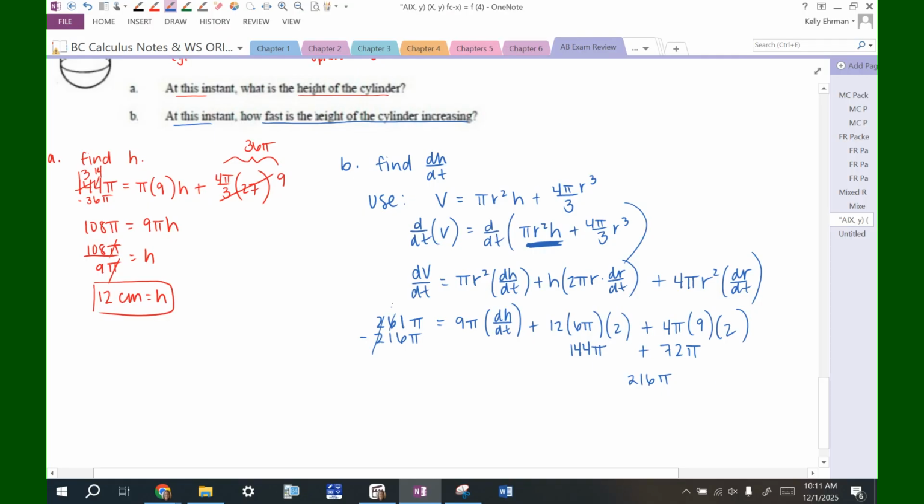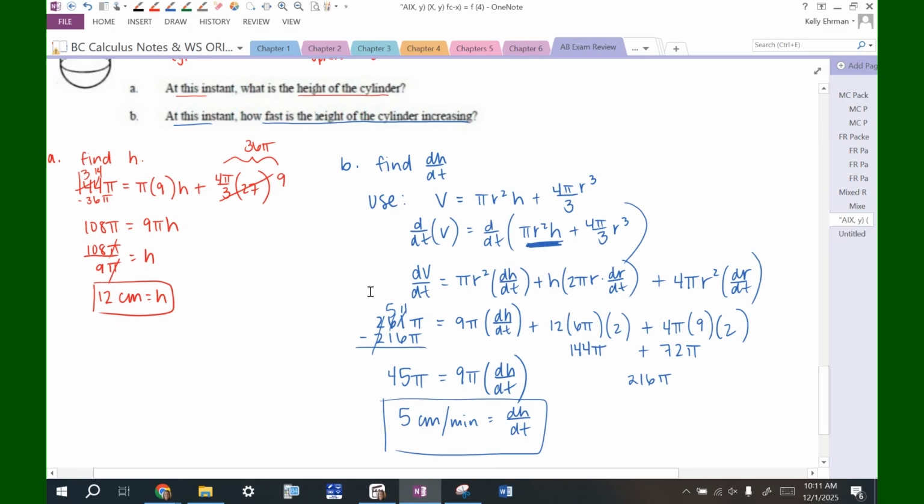I get 45 pi, and that equals 9 pi times dh/dt. That worked out nicely, right? And then we divide by 9 pi, we get 5. And what is height measured in? It's a linear measurement, so centimeters. We're talking about per minute. dh/dt makes sense that it's positive because this balloon is being inflated, so the height is increasing.